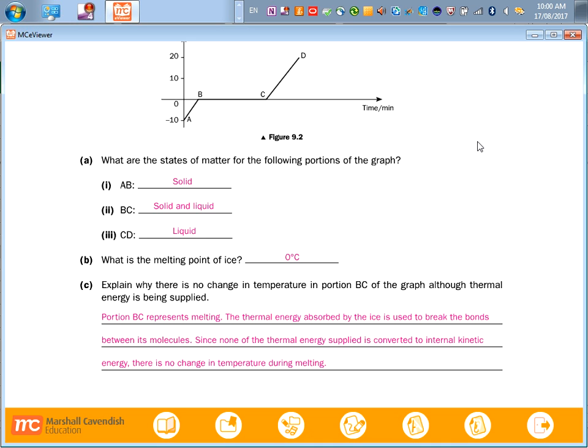Is that all that you said? That you wrote? I want this part as well. Because you only talked about the thermal energy used to break the bonds. But you didn't talk about temperature. See the question they asked you about temperature, you didn't mention anything about it. So your answer was incomplete.